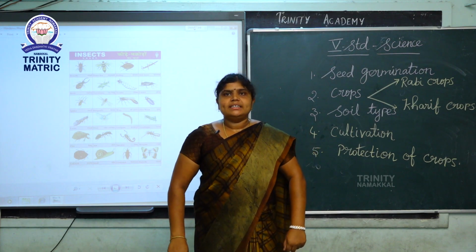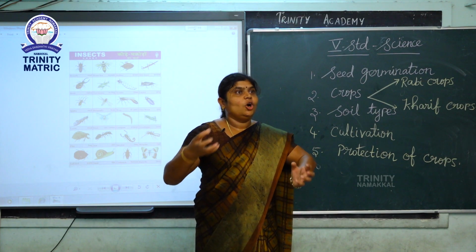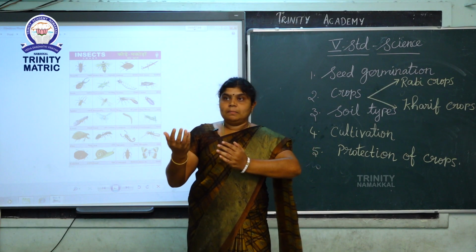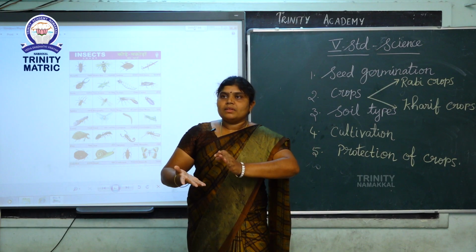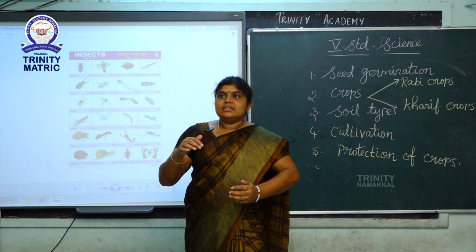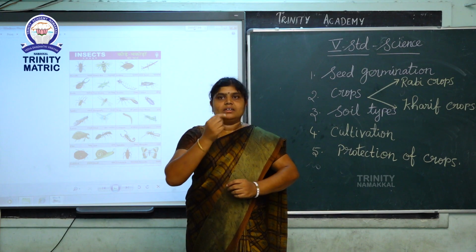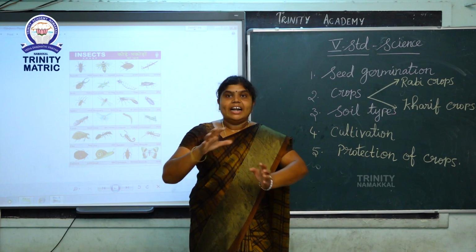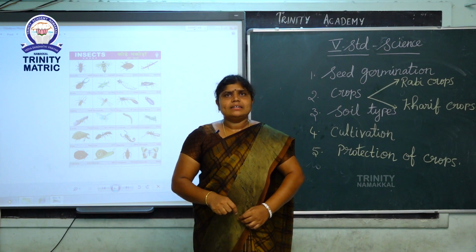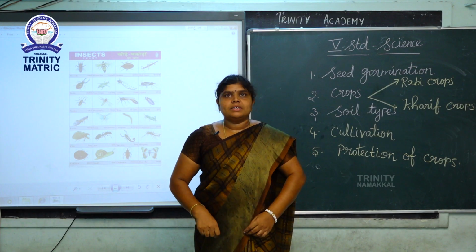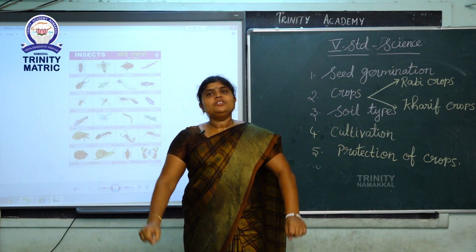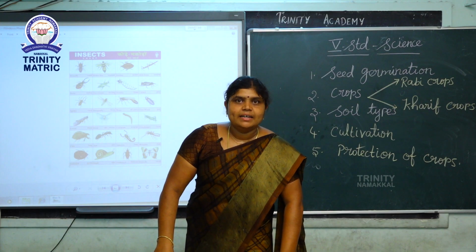How do you avoid that? Some peacocks spoil the crops, and sometimes grasshoppers, rats and rabbits. These animals spoil the crops. So how do you avoid that? How do you protect the crops? We are using pesticides. What is the meaning of pesticides?